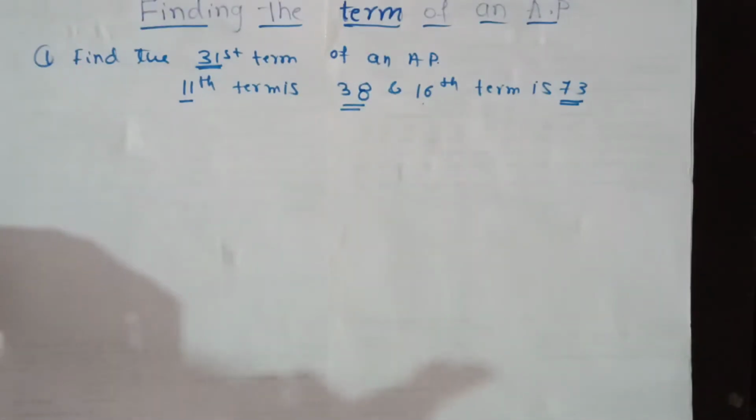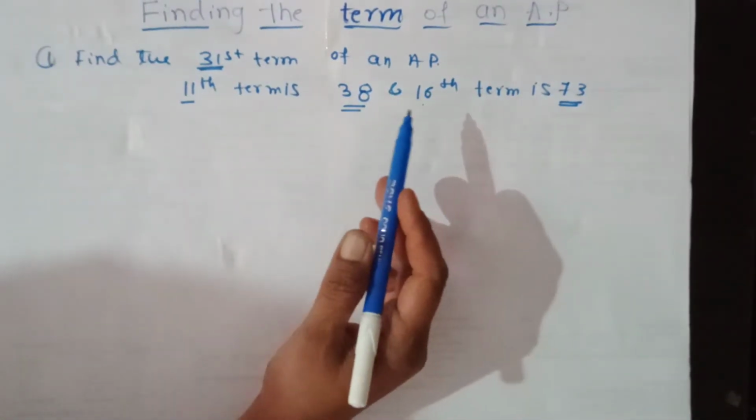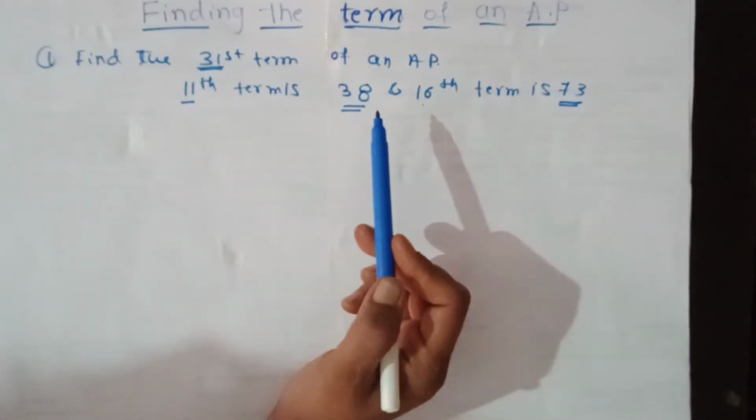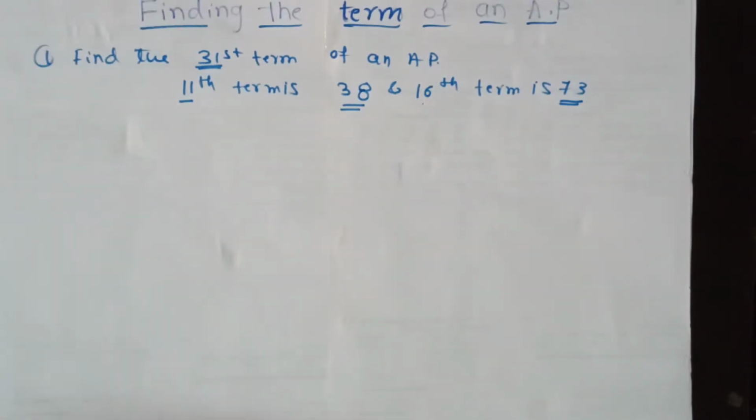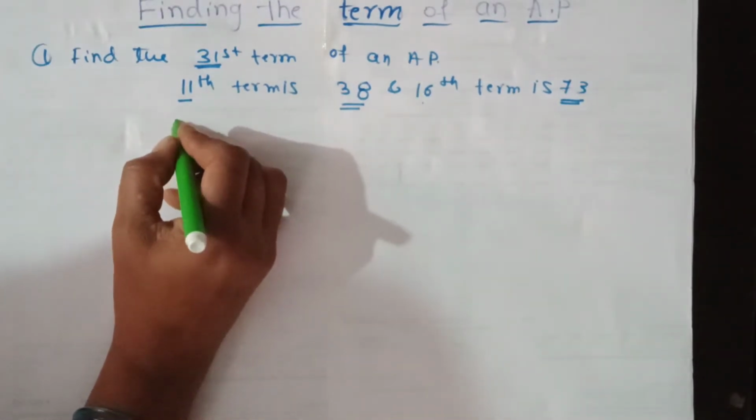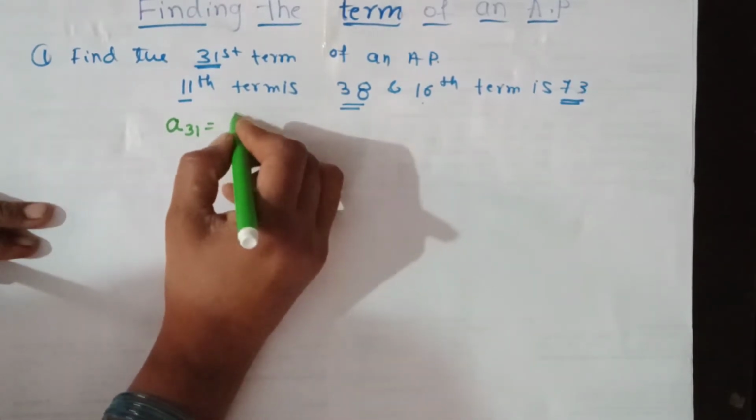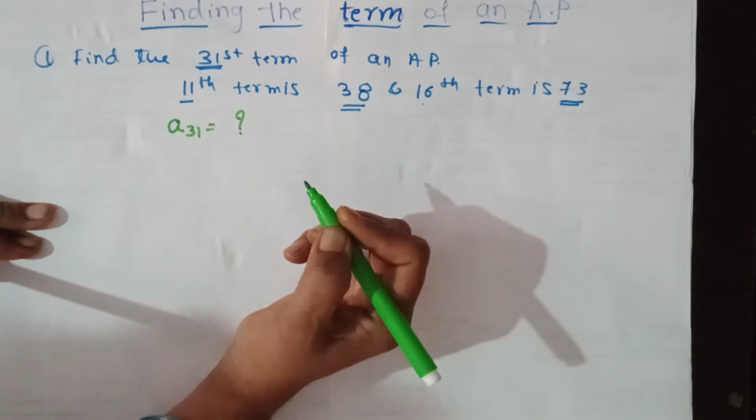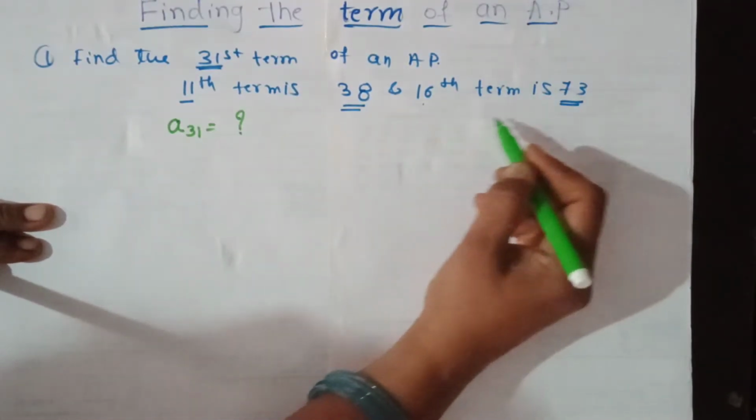Here I have chosen such a problem where you are going to learn most of the concepts related to AP. So let us analyze the problem by taking what terms we are given here and what to find here. Find the 31st term means you have to find the 31st term of the AP. First of all, we don't know the progression, that is, we don't know what the sequence is.